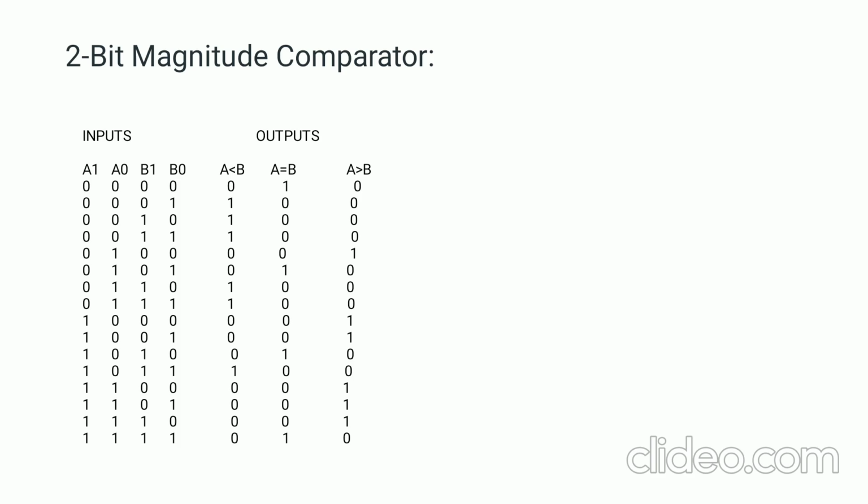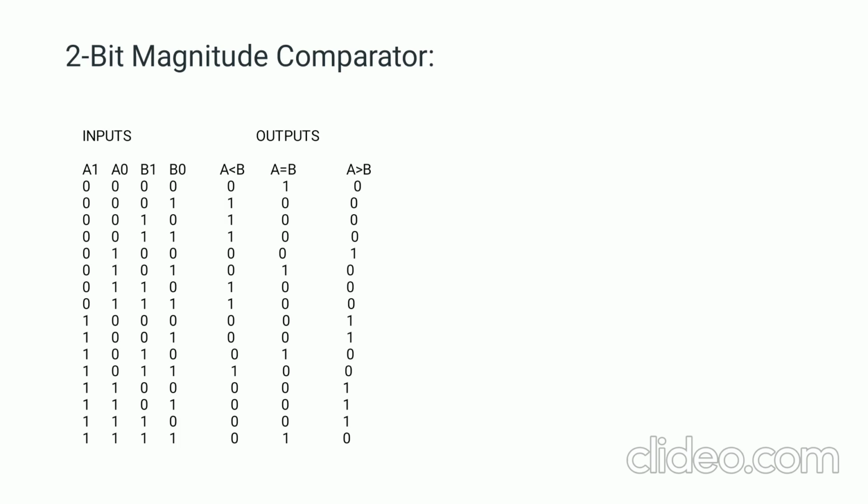In the next case 0 1 0 0, 0 1 represents the bit a1 a naught, it represents 1, and 0 0 represents the bit 0. So a has the higher value. Since a has the higher value, a greater than b is 1. A greater than b produces 1 output. Remaining all the outputs, a equal to b and a less than b, possess value 0.